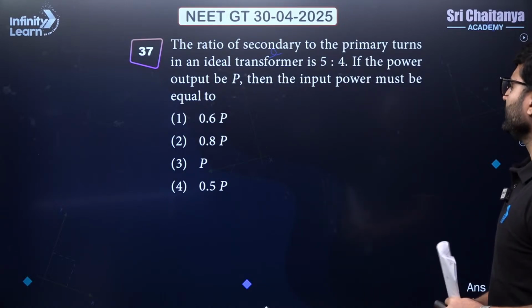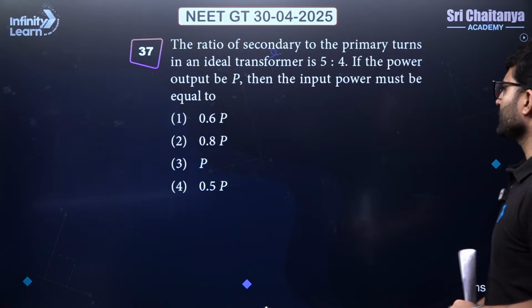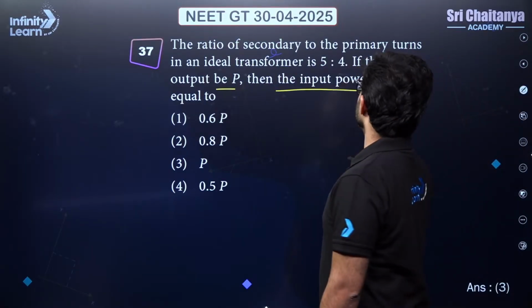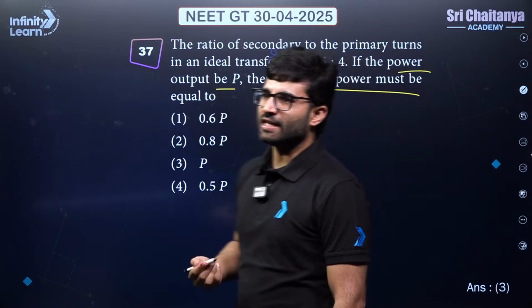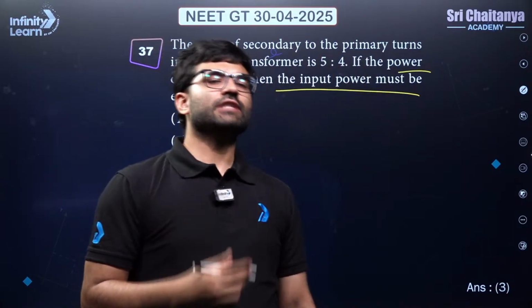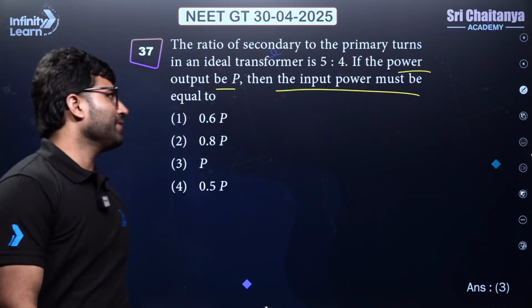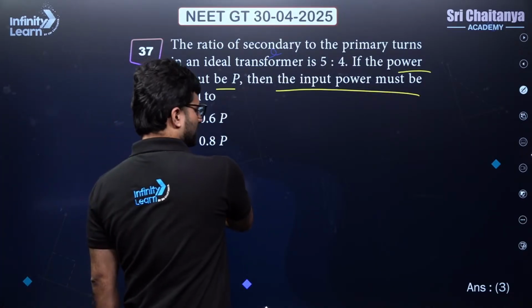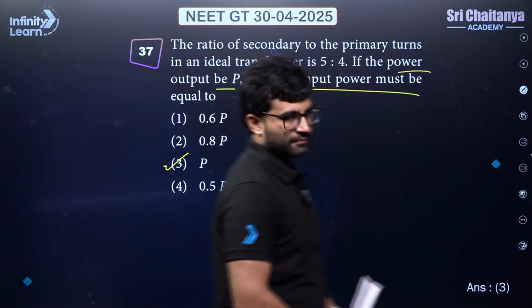The ratio of secondary to the primary turns in an ideal transformer is 5:4. If the power output be P, then the input power. So again, if it is an ideal transformer, the input and output are equal. Power input is equal to power output. It does not depend on the ratio, right? So that is equal to P, correct? Clear?